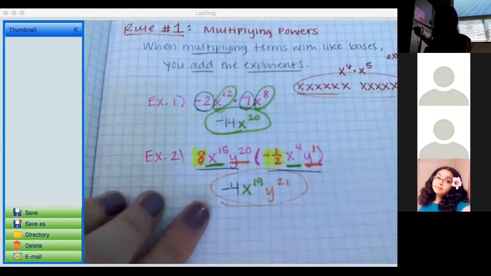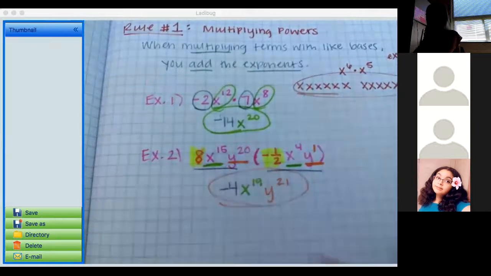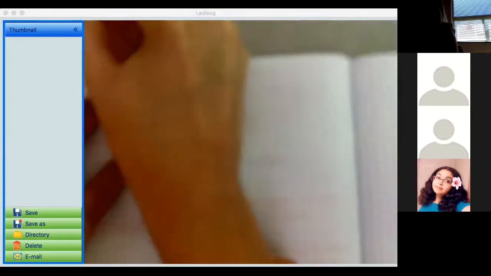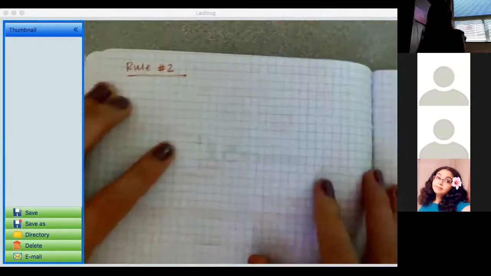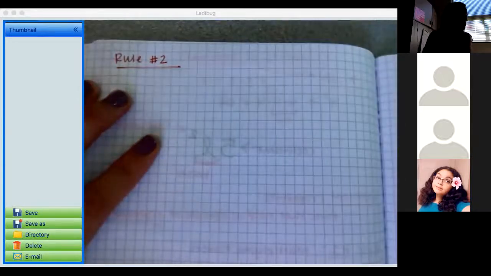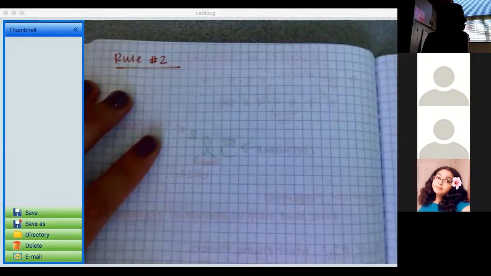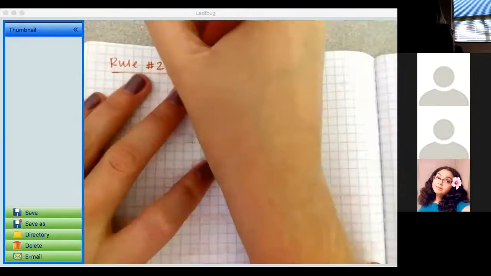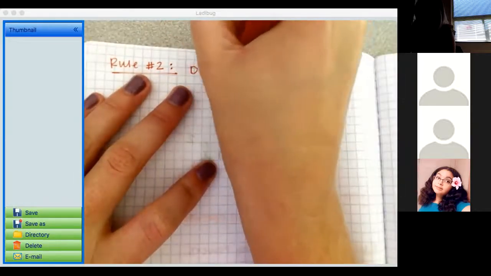Do y'all have this copied? Yeah. Okay, I'm gonna flip. There are 5 rules. And then I'm gonna put some combo problems for us to try, okay? All right, rule number 2. We're gonna talk about dividing powers.